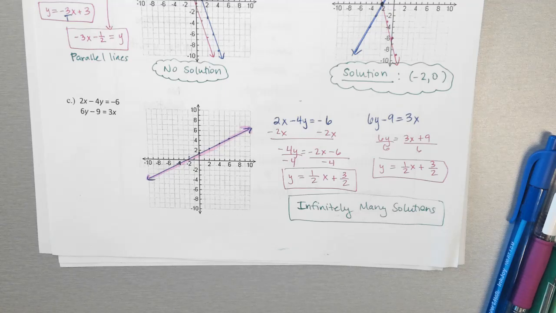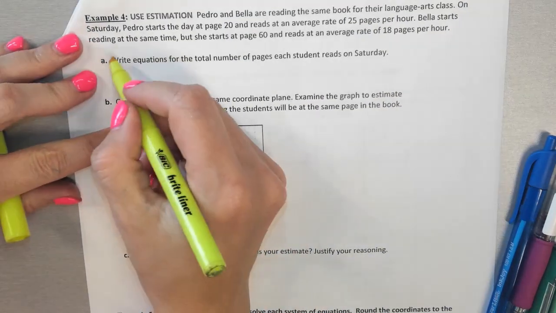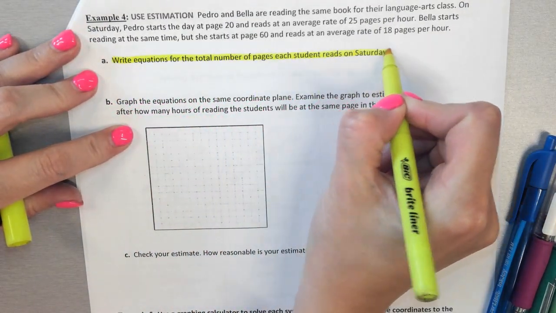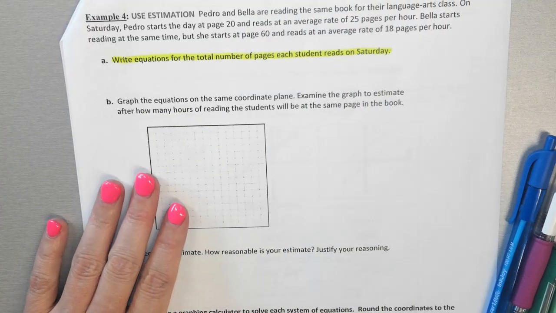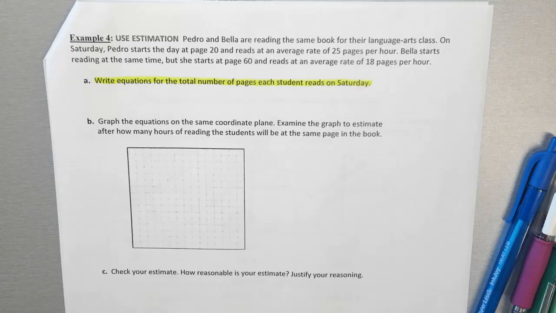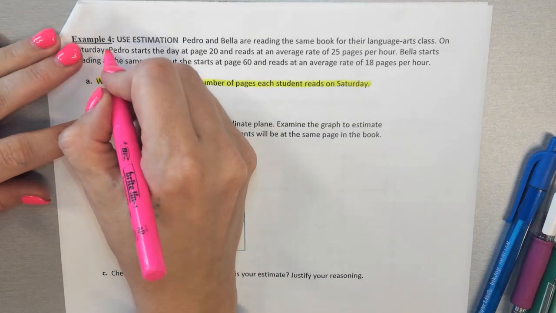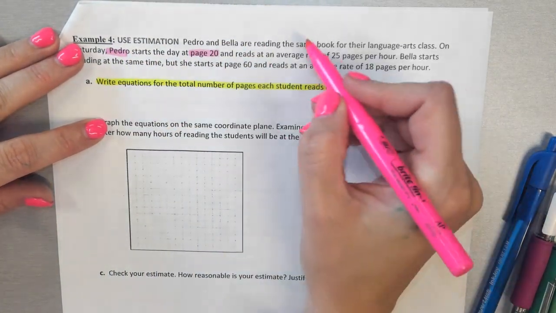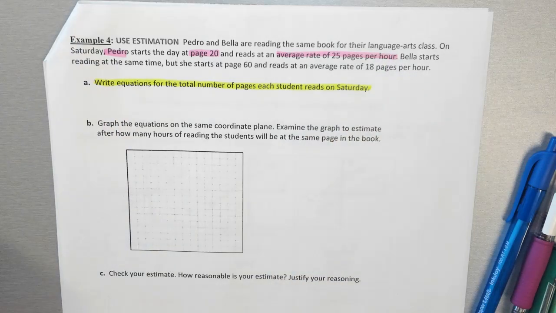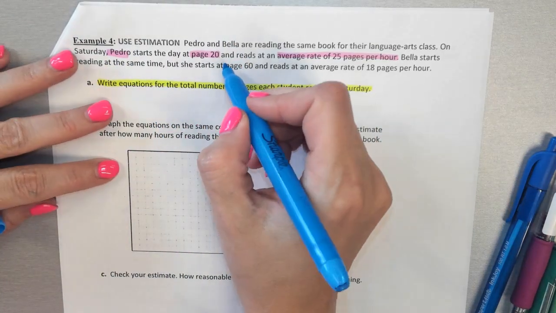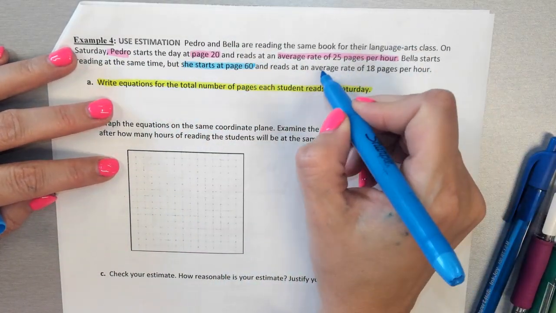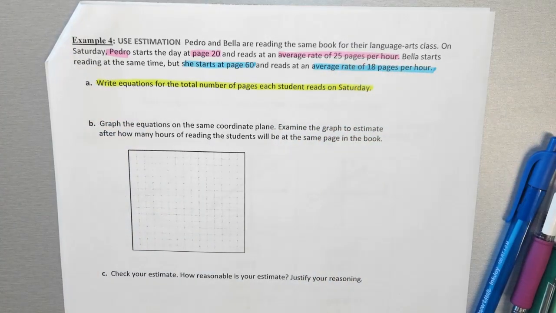Okay, and when you are doing the story problems, sometimes it might help if you look at what you're trying to find first. So we're going to try to write equations for the total number of pages each student reads on Saturday. Okay, so Pedro and Bella are reading the same book for their language arts class. On Saturday, Pedro starts at page 20, reads at an average rate of 25 pages per hour. And then Bella starts reading at the same time, but she starts at page 60 and has an average rate of 18 pages per hour.